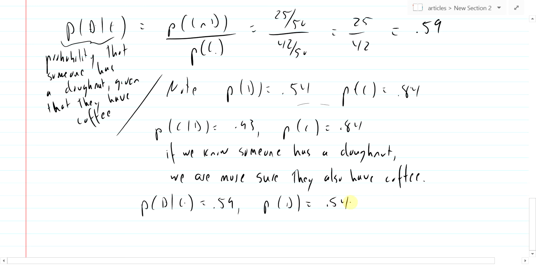And so what do we know? Again, if we see someone go into the store, what's the probability they come out with a donut? 54%. But if we see someone coming out of the store with coffee, what's the probability that they also have a donut? So given that we know they have coffee, what's the probability of having a donut? That's 59%. And so again, if we know someone has coffee, we are more sure that they also have a donut.